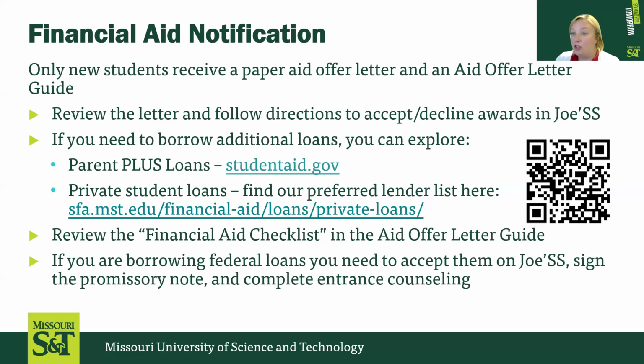A private student loan is also a credit-based loan, but generally it's in the student's name and based on the student's credit. Typically, students have little to no credit and would need a cosigner.